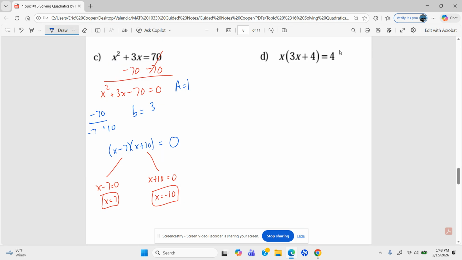Again, on D, we do not have it set equal to 0. And before I move this over, I want to get rid of these parentheses and make this into a nice polynomial. So I'm going to take this x and I'm going to distribute it out. X times 3x is 3x squared. X times 4 is 4x. And that's equal to 4. I'm going to minus both sides by 4. It's not going to combine with that 4x because it doesn't have an x on it. And now it's equal to 0.